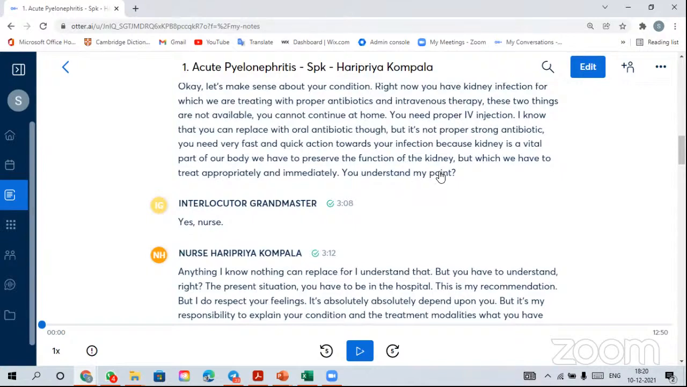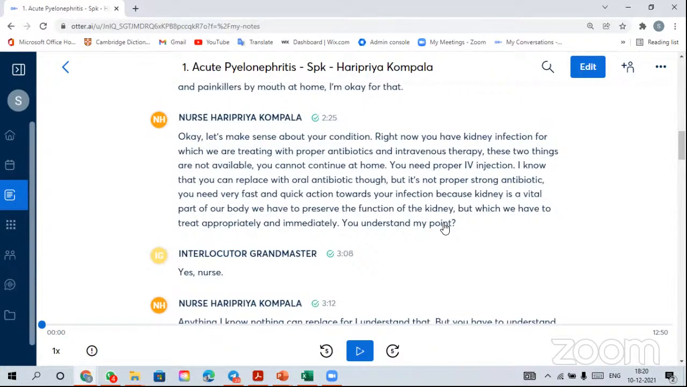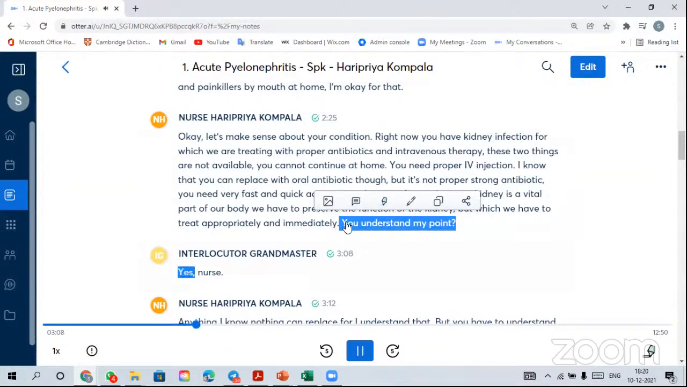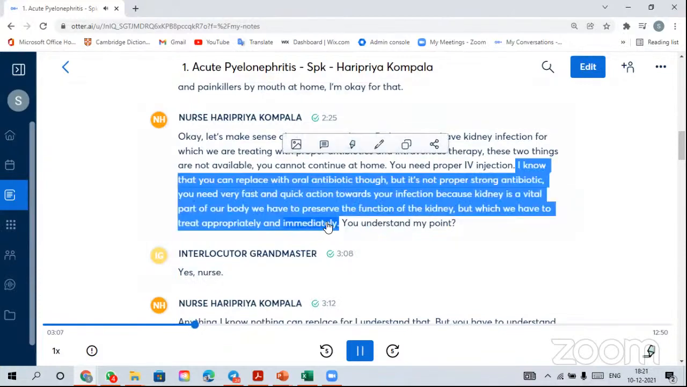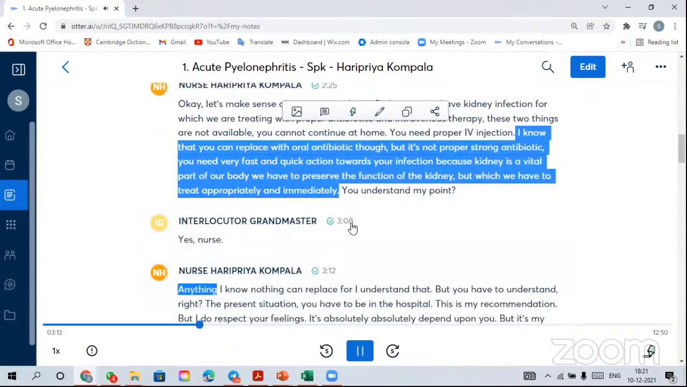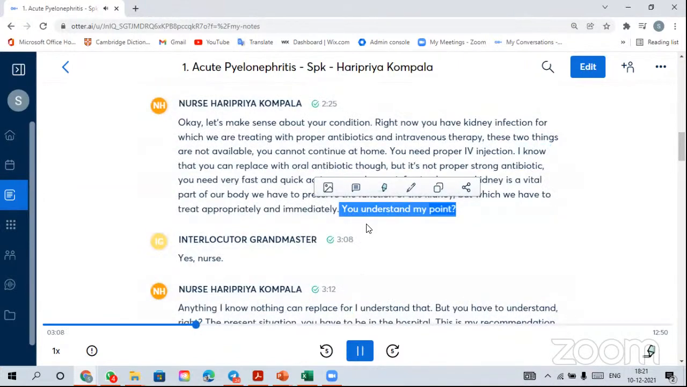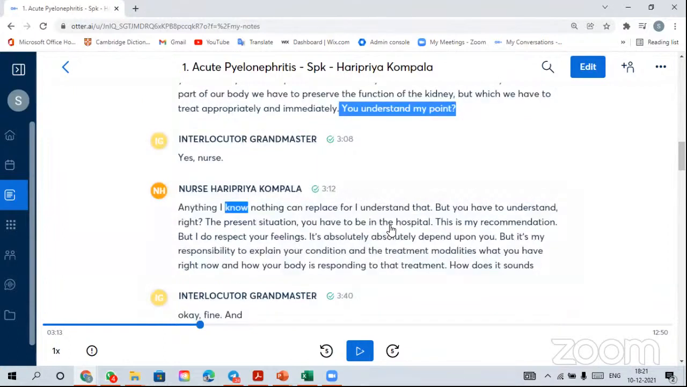Do you understand my point? Yes, nurse. That is clarity. Nothing can replace phone. "Do you understand" is spoken, but the artificial intelligence is not able to catch that. It is spoken, but you have to make it clear so that the person listening to you is able to catch it.